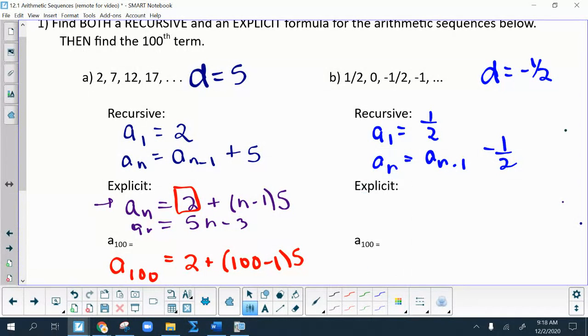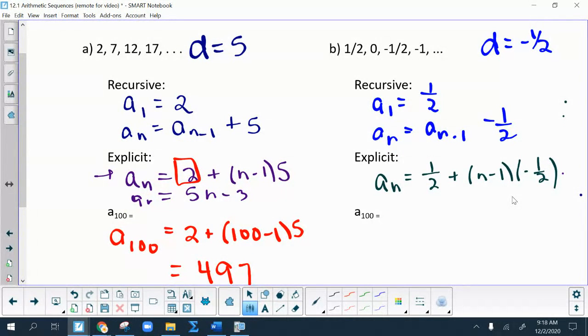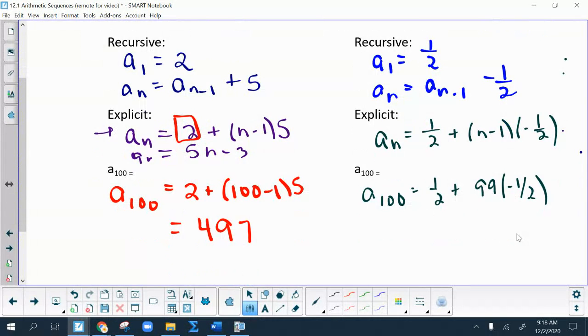My explicit definition is just a sub n equals the first term plus n minus 1 times a negative half. And that's it for that one. And to find the 100th term, I'm going to use the explicit. 99 times a negative half, excuse me, plus a half gives us negative 49.